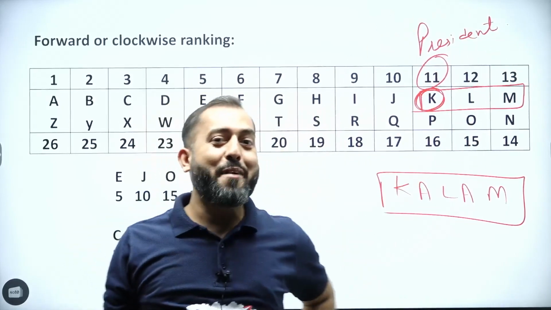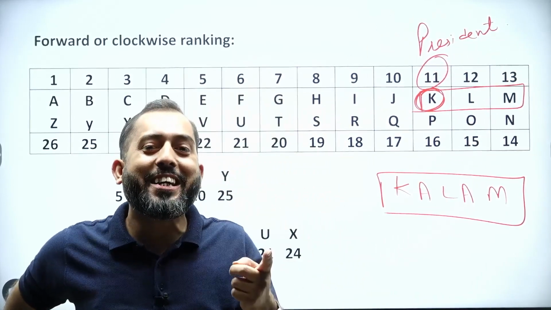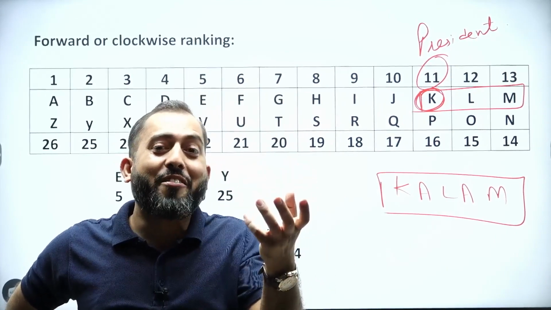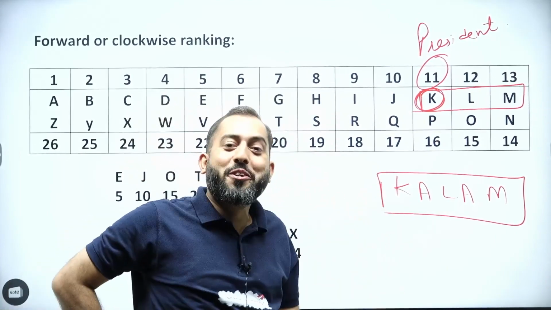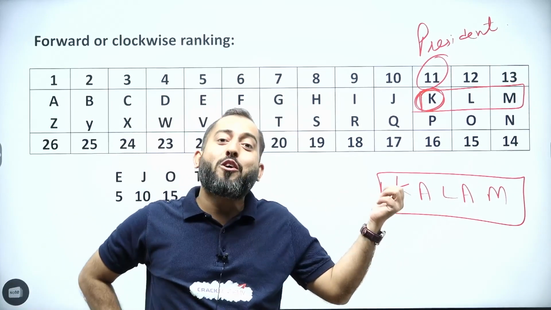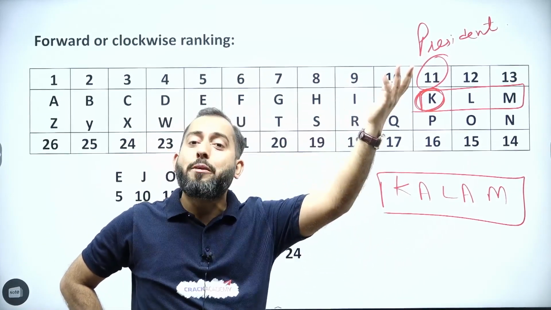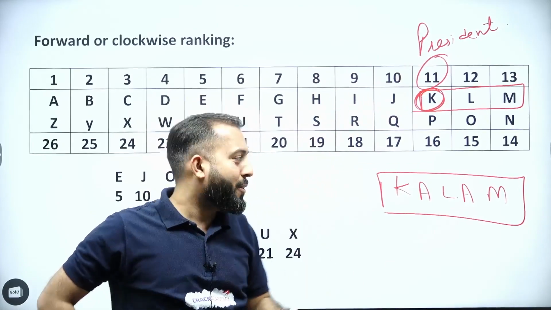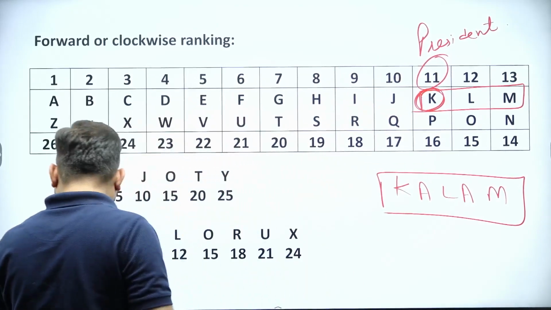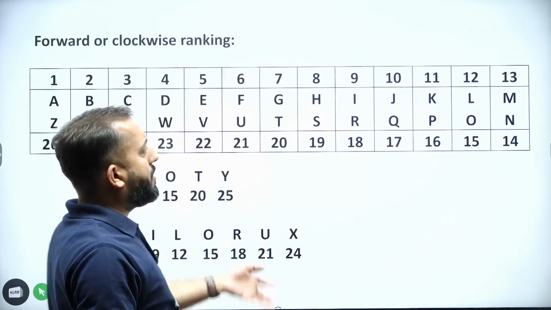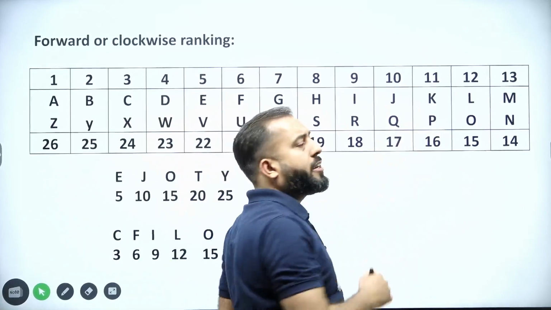So in this way, I have told you 2 things: the rank of the letter K and a fact of GK also. Kalam, K was the 11th President of India. Okay, I hope you are getting it. And there is one more thing. If you know the rank of K, you can recall the rank of L very quickly.